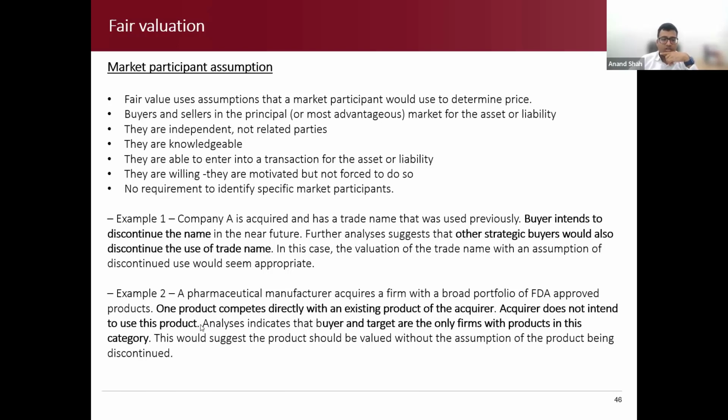It would cannibalize their product. Analysis indicates that the buyer and the target are the only firms with products in the category. This would suggest that there's no other player who actually has this product in the market. Any other market participant would have gladly continued using the product which the buyer wanted to discontinue. So in such a case, you will recognize and fair value the product which ideally was to have been discontinued.